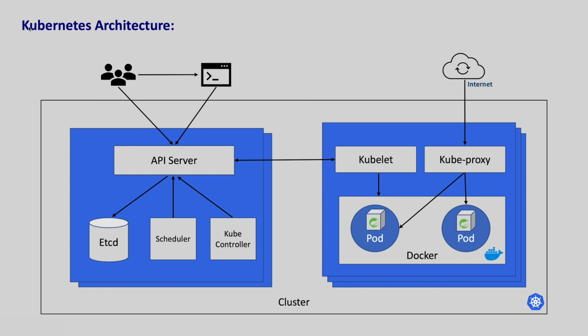Once our application is deployed, when we want to make a request to our application, kube-proxy takes our request and forwards it to the corresponding pods. I'm sure that you got a very good understanding of how Kubernetes works by now. Stay tuned for the hands-on.